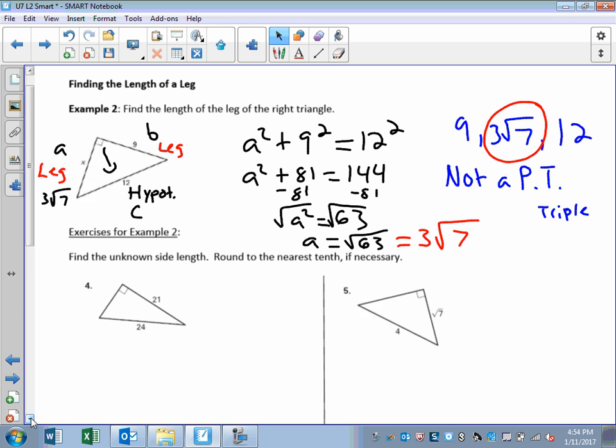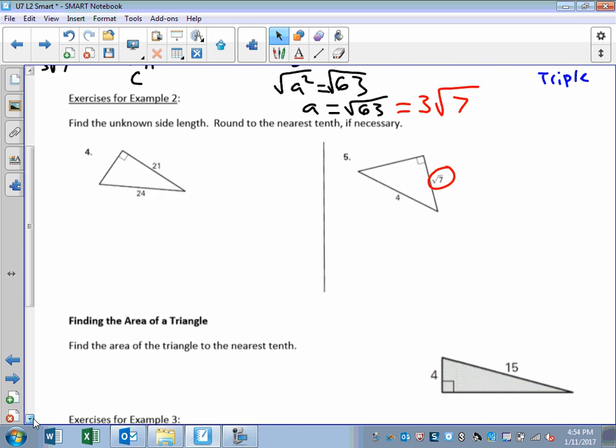So go ahead and solve the next 2 exercises below. Finding the leg. Be careful for the side that has square root 7 over here, because when you square it, something different will happen. So be careful with that. But go ahead and solve these 2 problems. Now I'm going to move on to the next slide. Make sure I didn't leave anything out. Oh, nope, there's more down here.